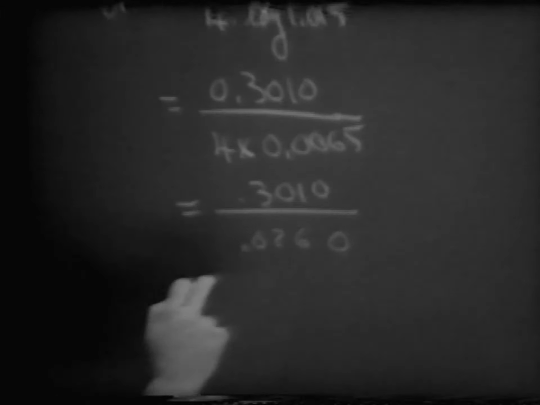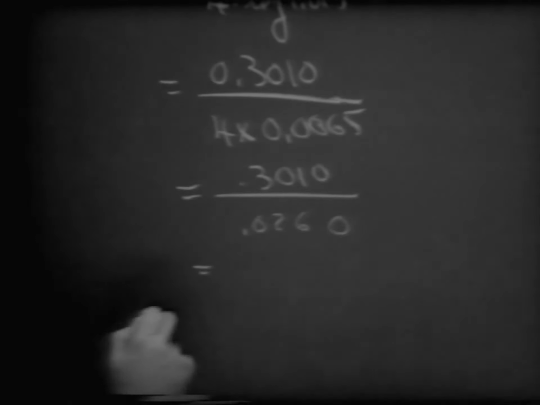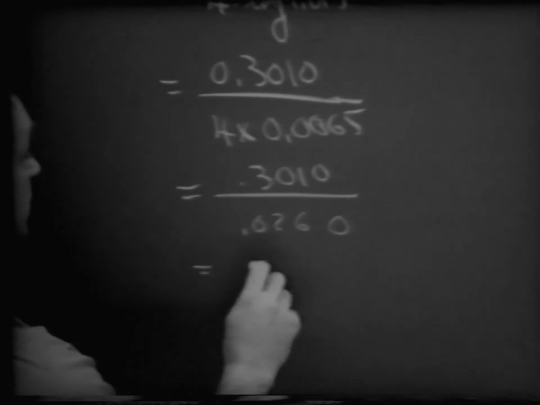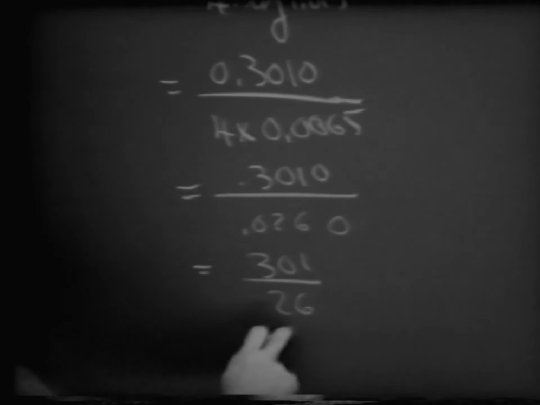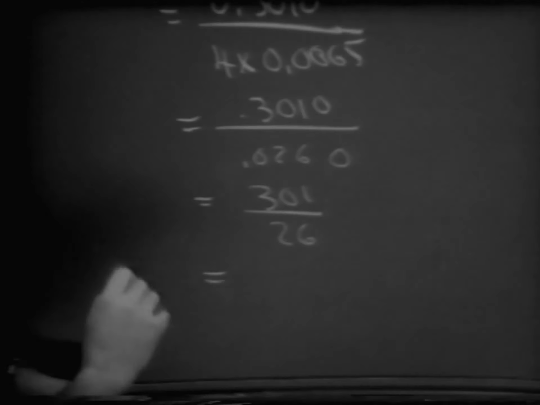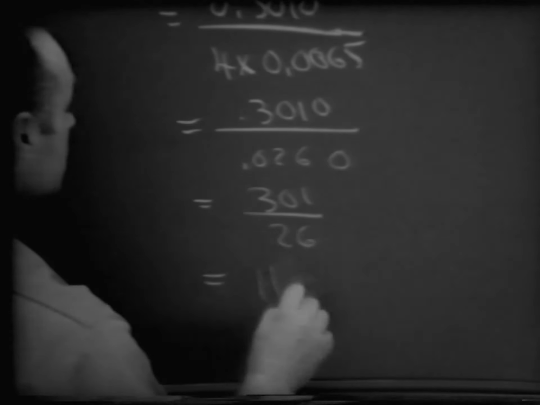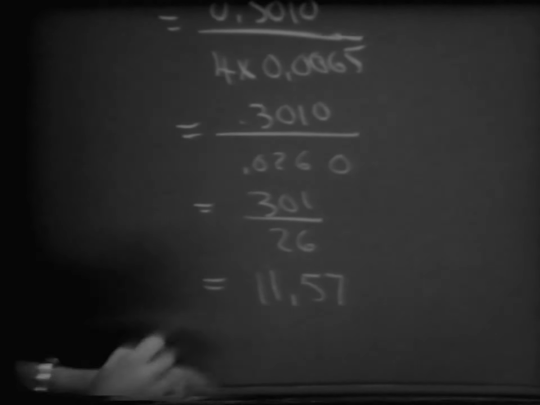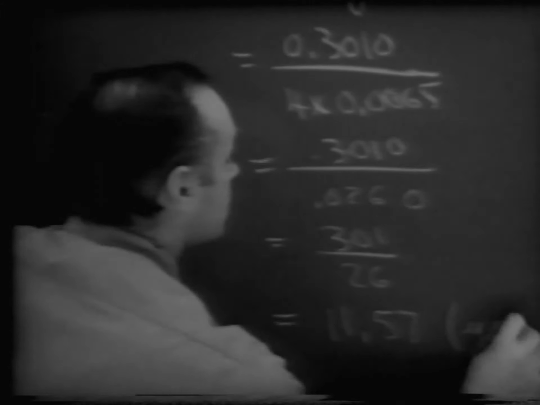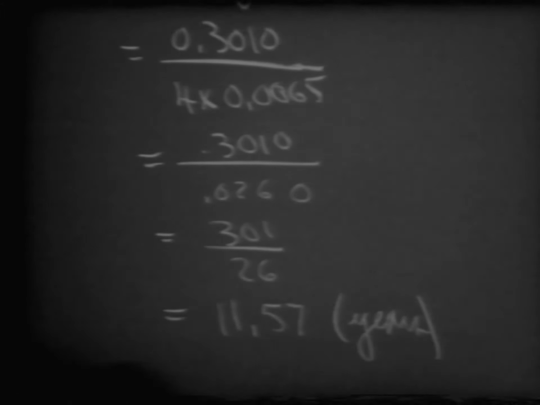Let's multiply top and bottom by what number? How about 1,000, is that right? So that then is 301 divided by 26. I've already done this arithmetic before the lesson started, and it turns out to be 11.57. All right, 11.57. And the question asks, how many years will it take to double your money?